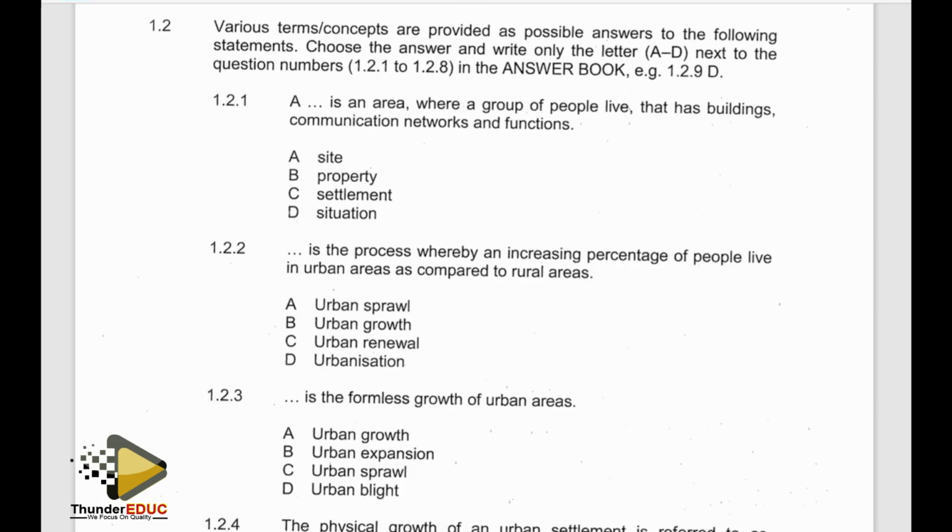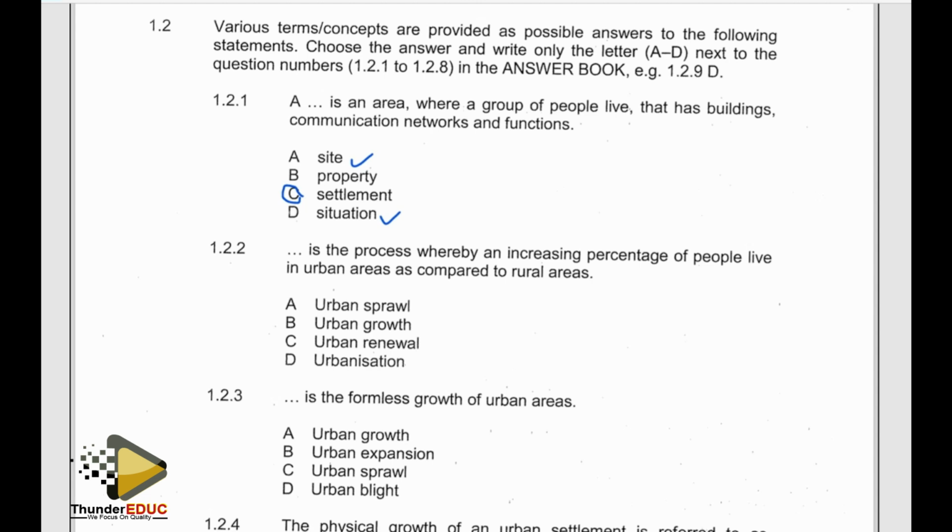It talks about a dash is an area where a group of people live that has buildings, communication network, and functions. Right, that is the simplest definition of a settlement and nothing else there. Settlement is an area where a group of people live that has got buildings, and communication network, and functions. That is a settlement. If we are to define situation and site, I think we also need to define these two. When you talk of a site of a settlement and a situation of a settlement, those two concepts are a little bit different. They are different, but we should distinguish between them.